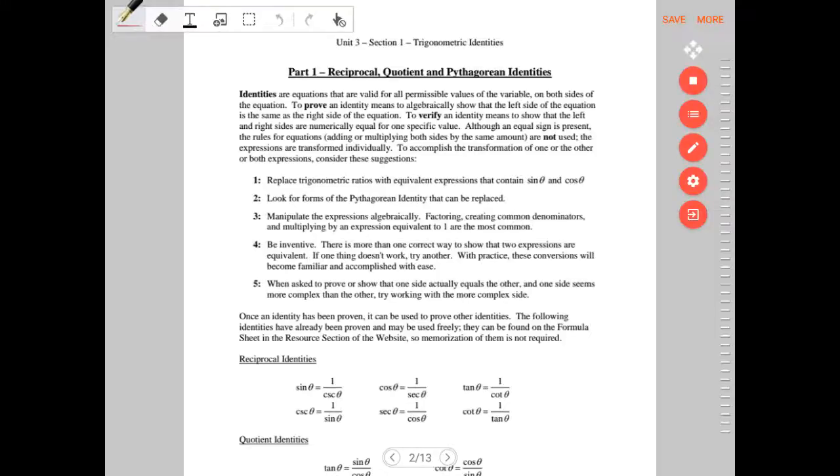So identities are equations that are valid for all permissible values of the variable, on both sides of the equation. To prove an identity means to algebraically show that the left side is the same as the right side. To verify an identity means to show that the left side and right sides are numerically equal for a specific value. Although an equal sign is present, the rules for equations, so adding or multiplying both sides by the same amount, or moving things from one side to another, are not used. You will simply transform each side individually until they are equivalent.